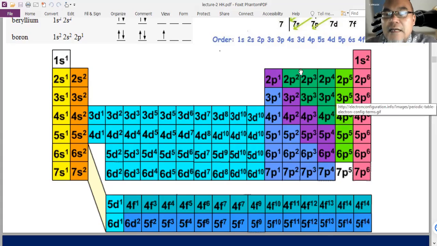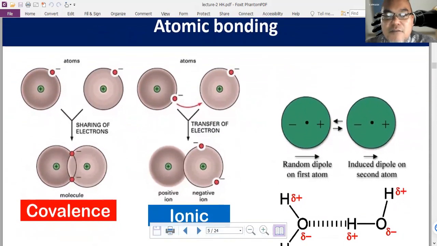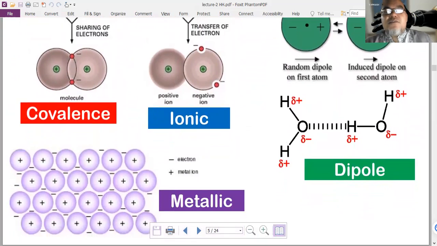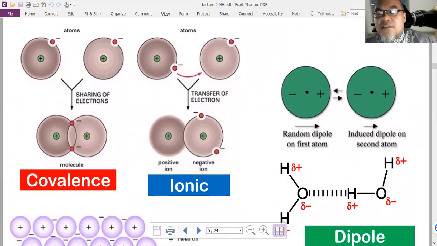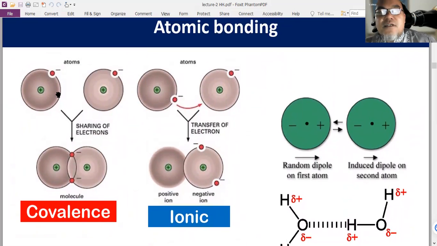Okay, that will help later to determine whether a compound is, for example, ionic or covalent. So atomic bonding can be of different natures. The most common or famous atomic bonding is covalent bonding and ionic. Covalent bonding happens when two atoms share their electrons like this.